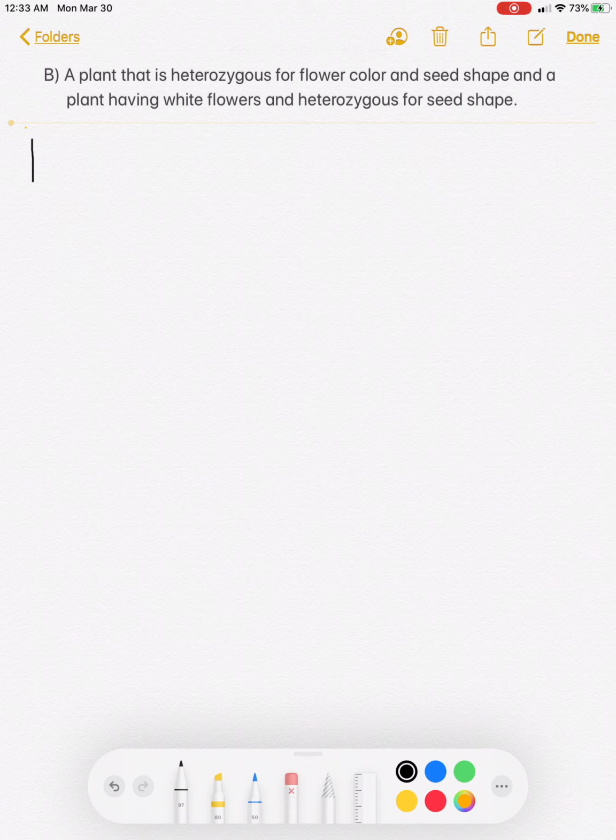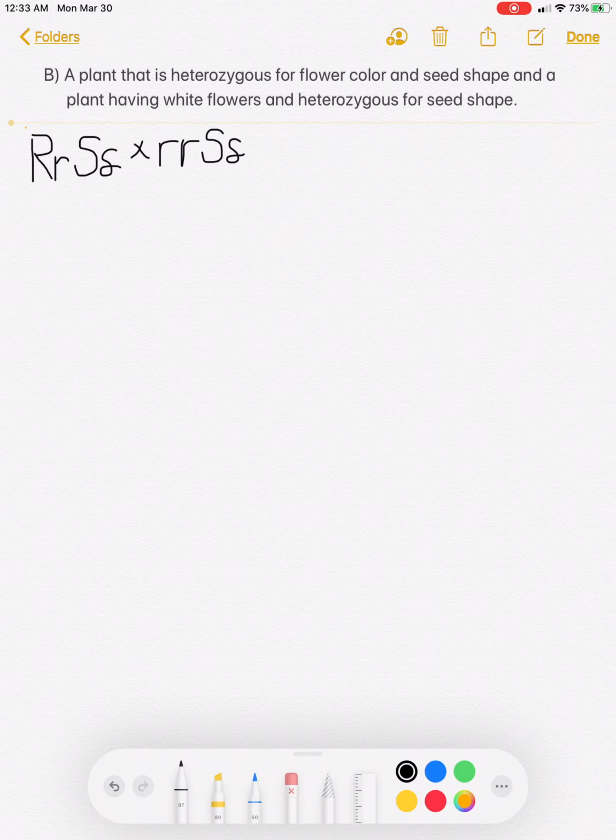There's the plant heterozygous for color and heterozygous for shape. There's parent number one, okay? And then we have a plant having white flowers. So those are two little r's. I know they're not small, but, and then heterozygous for seed shape. So that is one of these again. So here we have a little bit of a different genotype in parent number two.